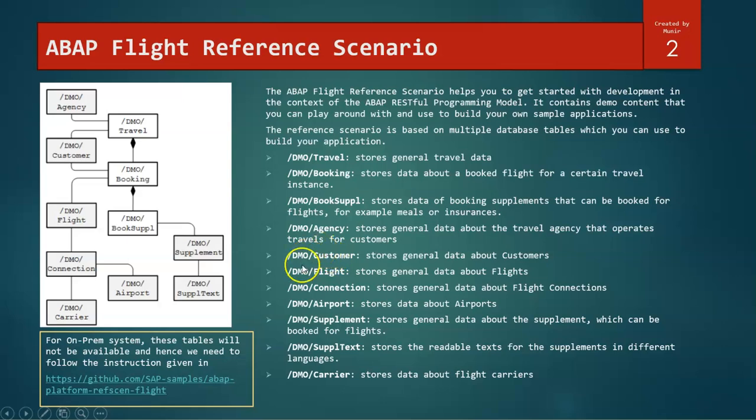In our scenario, we are going to take one of these, say, connection, that stores the flight connection details, and create a simple read-only application to understand how RAP works. Now, before we actually dive into it, if you connect your ABAP instance and you don't see these tables already there, you can go to this GitHub sample and, along with your version of HANA, follow these steps and then these tables will be made available for you.